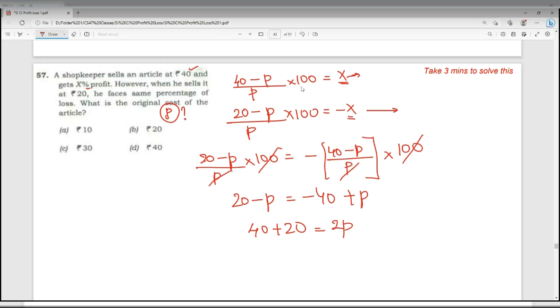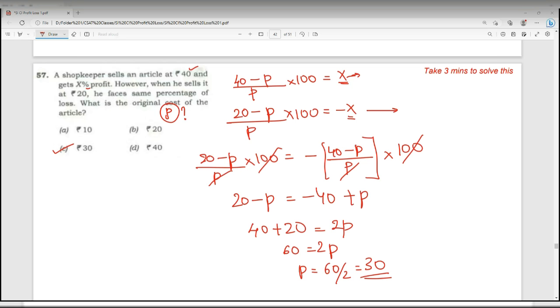This 40 plus 20 is 60, which is equal to 2P. So P plus P is equal to 60 by 2, which is 30. The cost price, the original cost of the article, is 30. So the correct answer is option C. I hope you have understood this. Majority have got it, 67% have got the answer.